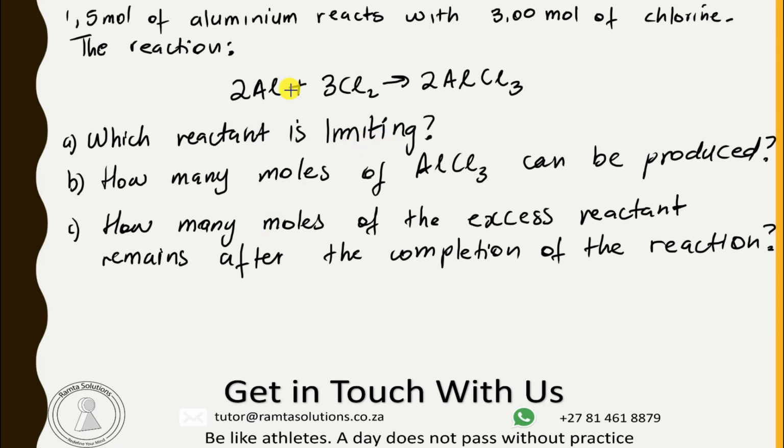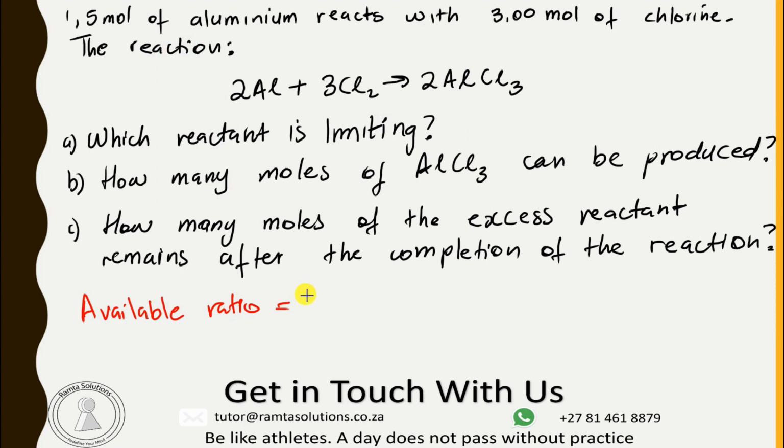Because this question is asking us which reactant is limiting, it means that these two substances are not fed in stoichiometric proportion. Now let's look at the available ratio. So what is our available ratio? The available ratio is basically the ratio of the substances that we are reacting, the actual number of moles.